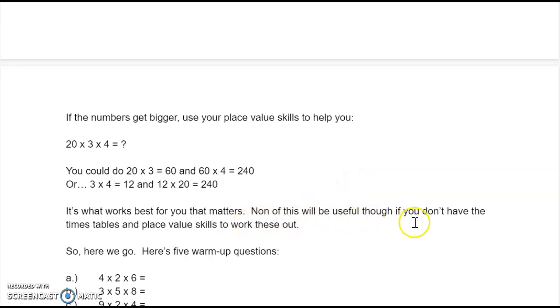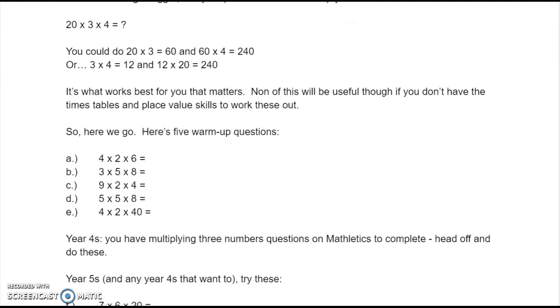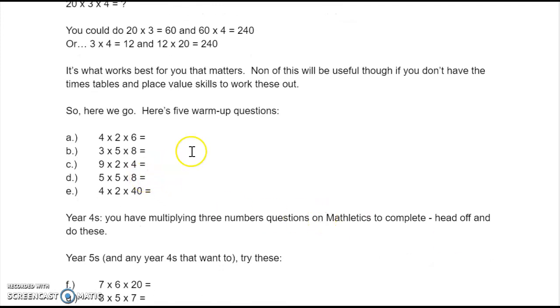None of this will be useful, though, if you don't have the times tables and place value skills to work these out. It's all about you knowing your times tables and understanding your place value skills. So here we go. Here's 5 warm-up questions. I'll help you do the first one. 4 times 2 times 6. We could do 2 4s are 8 and 6 8s are 48. Or 2 6s are 12, and 4 12s are 48. So there you go. There's your first answer, 48. Now, you do the rest.